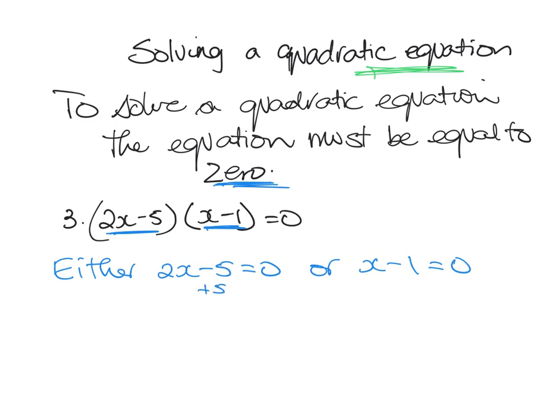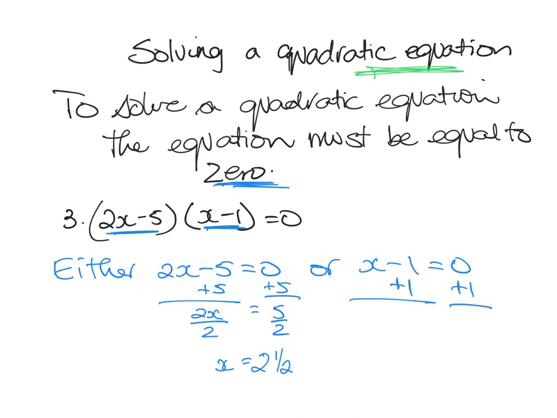I would add 5 to both sides, so I will get that 2x is equal to 5. Then I would divide both sides by 2, and I will get that x is equal to 2.5. This is why we had to review one-step and two-step equations before we did solving a quadratic equation. I add 1 to this side, which means I also add 1 to the other side, and I will get that x is equal to 1. So this quadratic equation would be true if x was equal to 2.5 or if x was equal to 1.